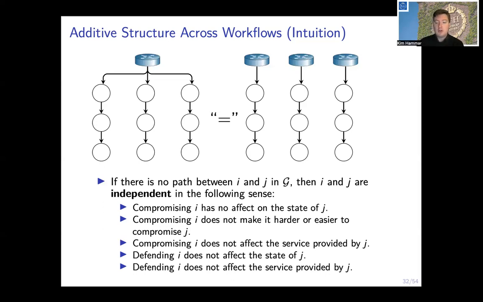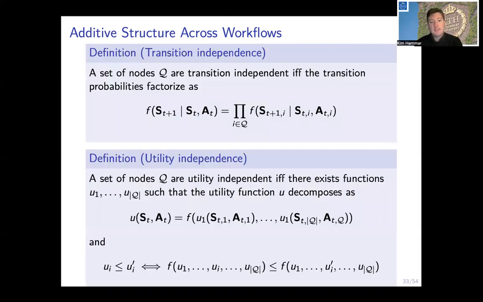So more formally, we're talking about 2 types of independencies. First, we have what we call transition independence, and we say that a set of nodes are transition independent if we can factorize the transition probability like this. In other words, if the local state of each node is conditionally independent of the other nodes, given that you know the local state and action.